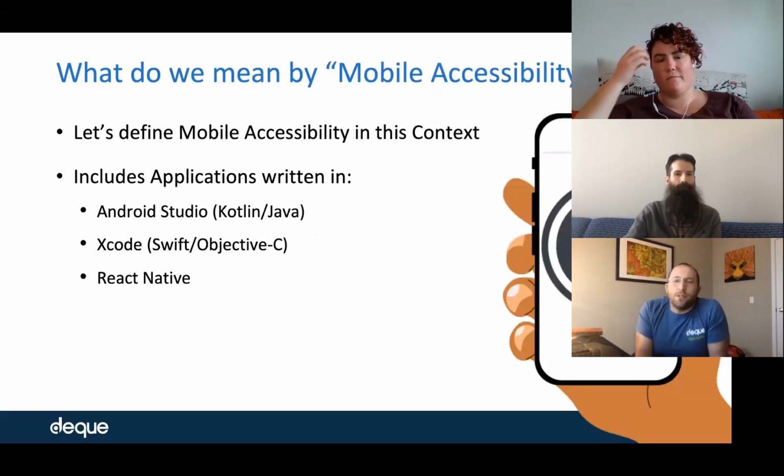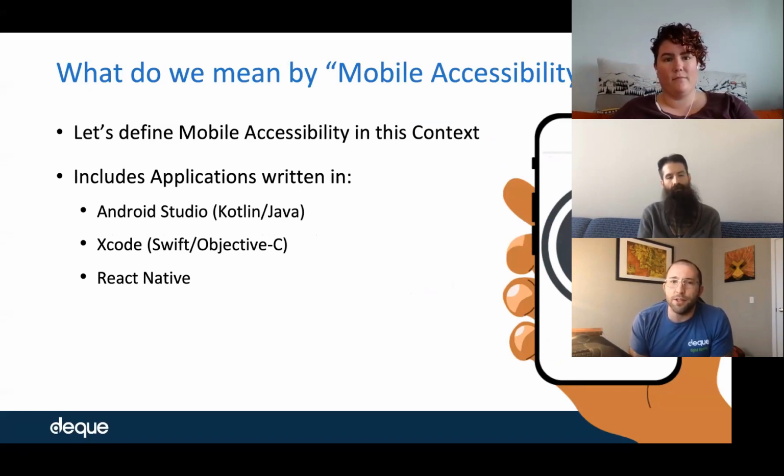All right, so one thing I do want to make clear is what do we mean by mobile accessibility? Mobile accessibility is huge. You could be talking about mobile web accessibility, which in itself is somewhat separate from web accessibility. You could be talking about React Native accessibility, hybrid application accessibility. So let's define what we mean by mobile accessibility in this context, because it's important. Basically, this includes applications written in Android Studio, in Java or Kotlin would be the languages involved. In Xcode, Swift or Objective-C, iOS applications. React Native, and many other hybrid frameworks, but really primarily React Native.